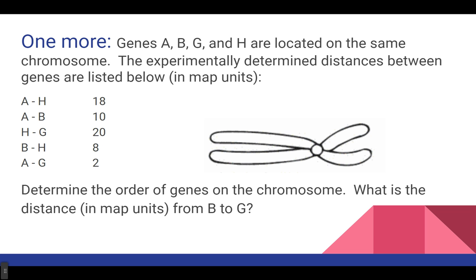So let's do this one. Here we have genes A, B, G, and H on the same chromosome. The distances are given in map units. So we need to figure this one out. And this one does also ask, what is the distance in map units from B to G? So we're trying to figure out one additional one here. So you can start kind of working through this on your notes. I'm going to start working through it on the board. We'll see if we end in the same place.